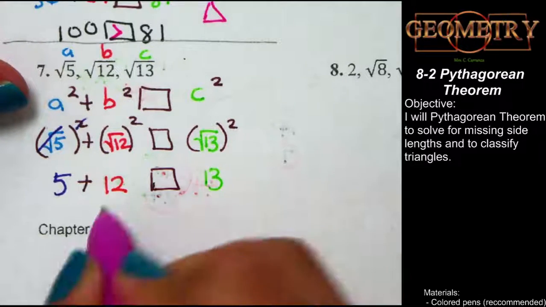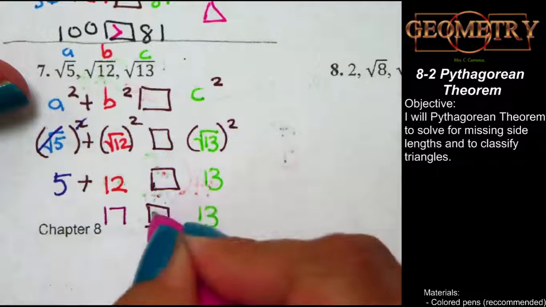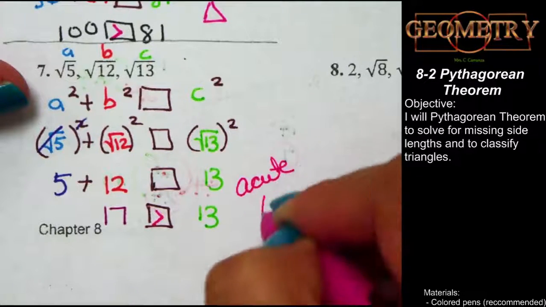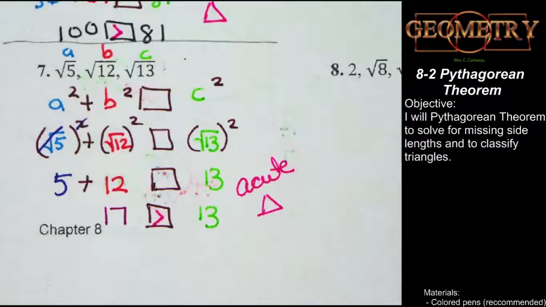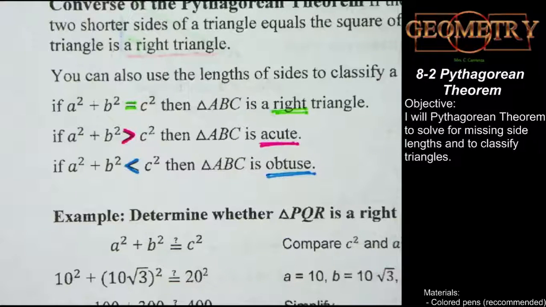5 plus 12 is 17, and that has some relationship with 13. As I look at these numbers, I can tell that 17 is bigger than 13, and so this is an acute triangle. That's how you use the Pythagorean Theorem as a device and a tool to help you decide what kind of triangle by angle measure, acute, right, or obtuse, you have in front of you. And this is your little cheat sheet chart that you should use to make that happen.